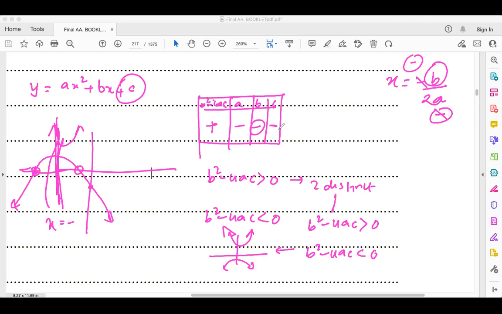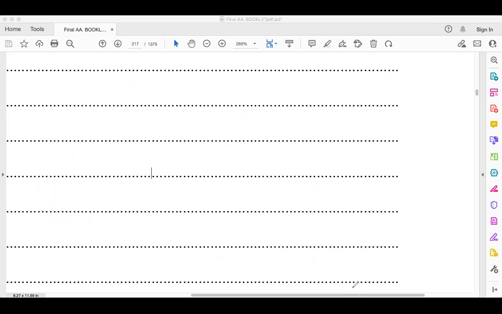These are some of the basic skill builders that you need for the quadratic. And of course, the next part is the sum of the roots and product of the roots for a quadratic.